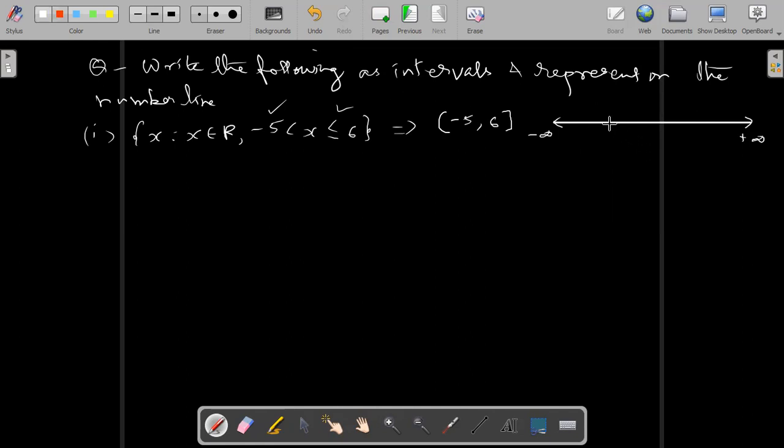Now you can go anywhere: minus 5 and, on the right side, 6. The left side will be an open circle, and the right side will be a filled circle. So fill this part also. Don't forget to fill this part also. Fill this part and this circle.